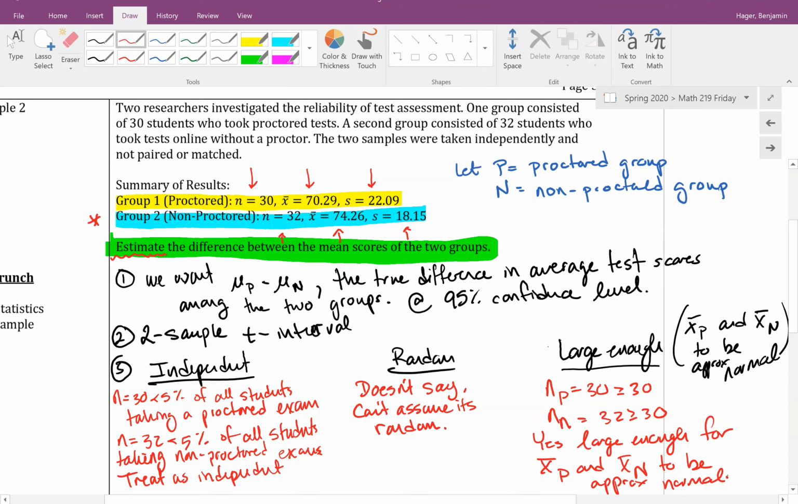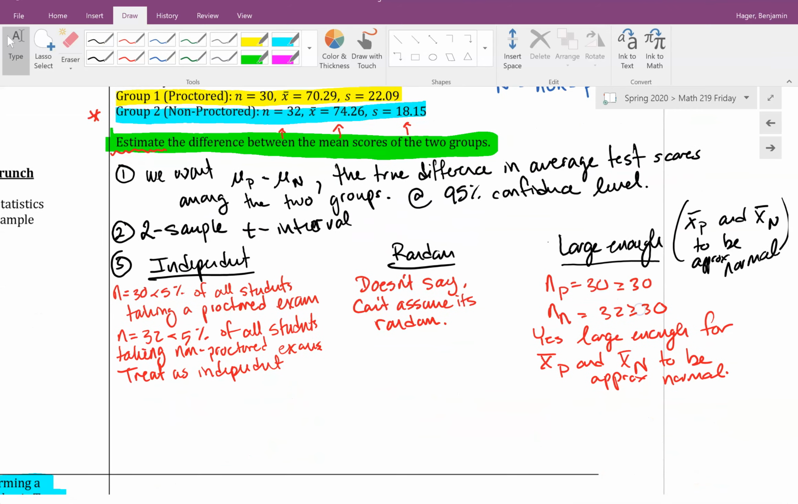All right. Well, step 4 is where we do the thing. So let me write out the general form of my confidence interval. Again, it's the same form it's always been. It's your point estimate plus or minus the margin of error.